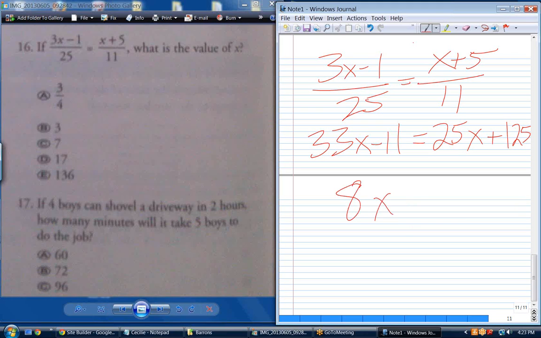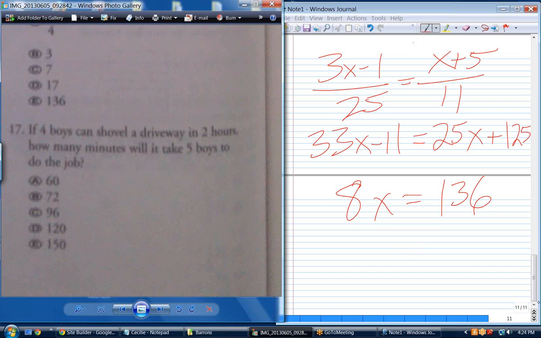Yeah, so then I move the x's over to the left and the numbers to the right, so the answer is 17. And we don't even have to do that. They put such distance between 17 and the next lowest and the next highest that we just know 17 has to be it. Well, because you know that 8 times 7 is 56. Yeah, we can do the math.